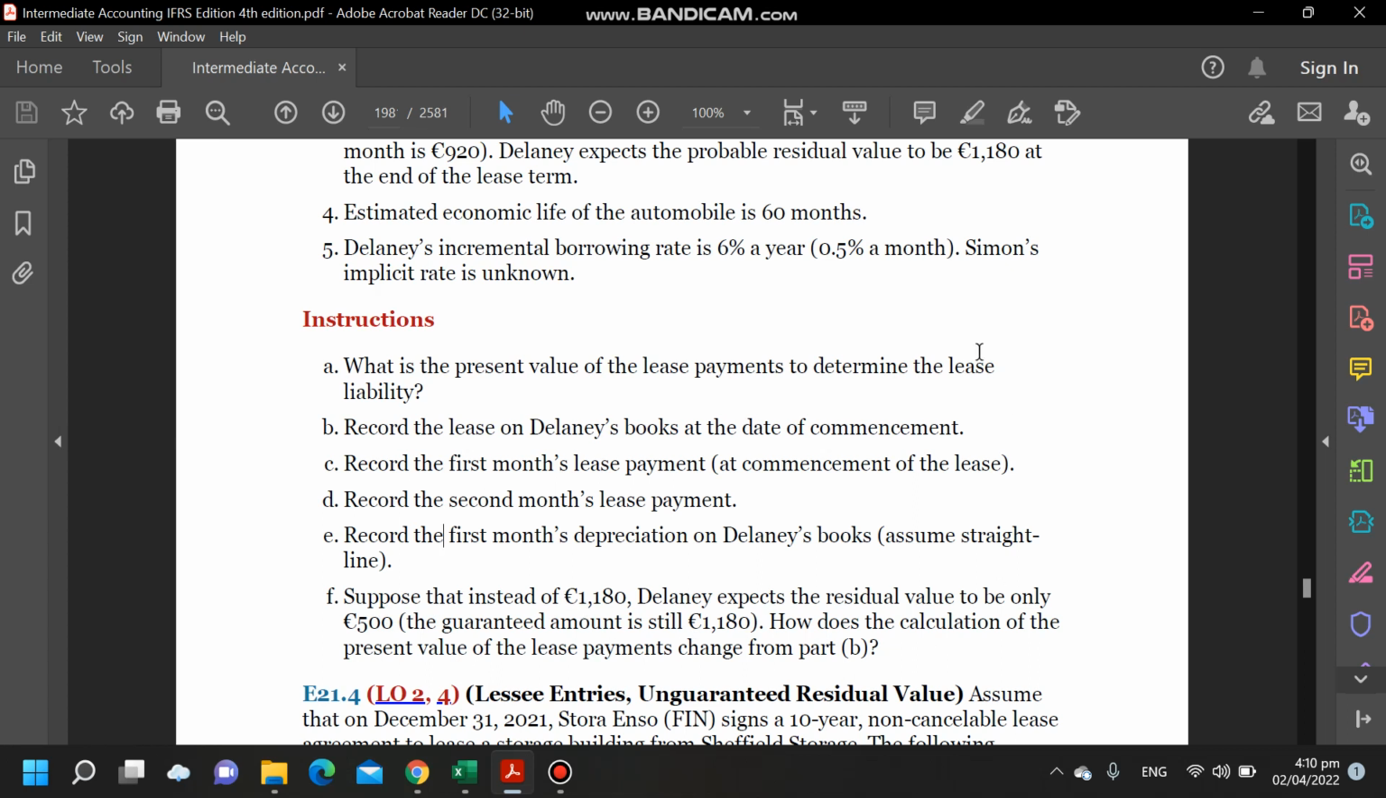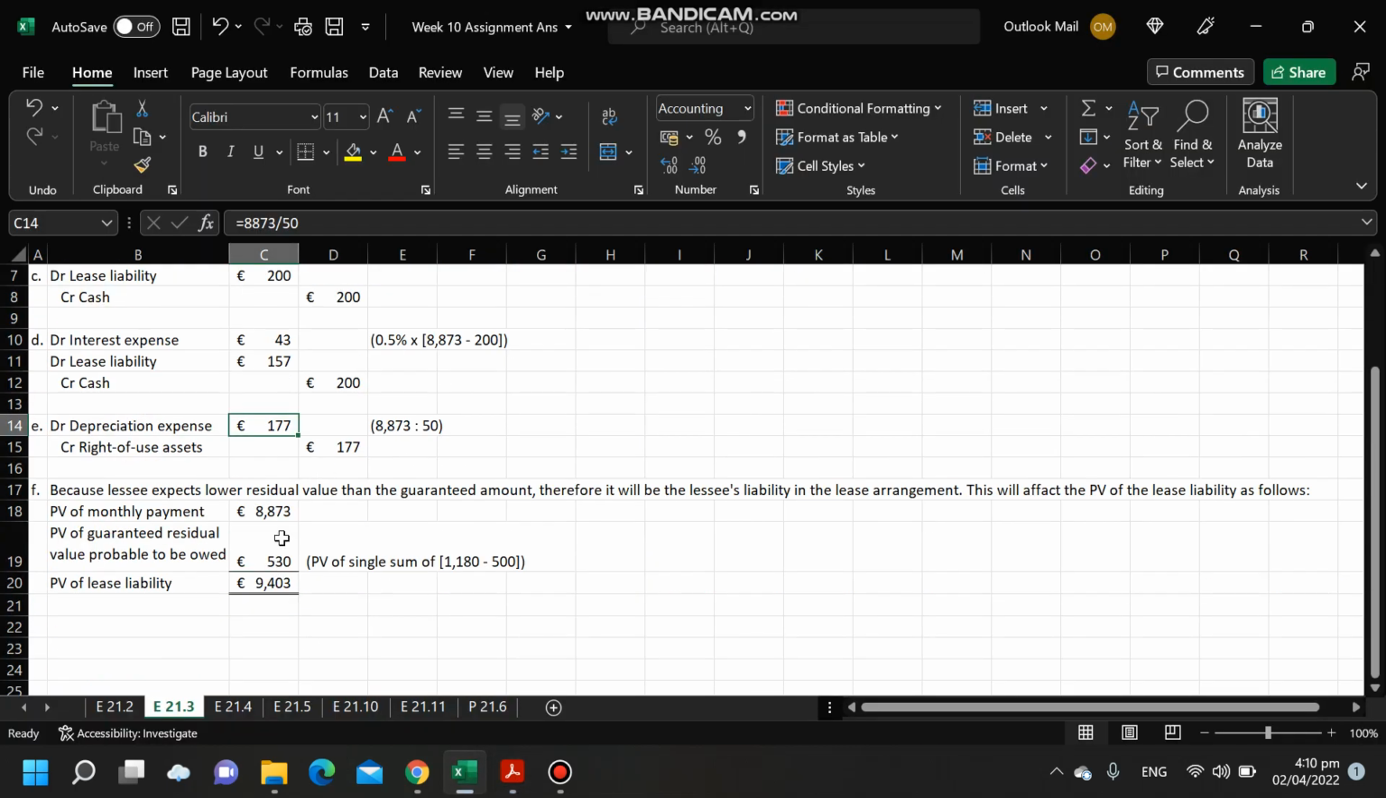Now the 680 we must calculate along with the rental payment when we want to calculate the present value of the lease payment. So the present value of the monthly payment is still the same, 8,873, just that now we need to add that 680 present value of the residual value. So when you use the single sum present value formula, this is 680 divided by 1 plus 0.005 to the power of 50, because 50 months. So the present value of the liability now is increased to 9,403.